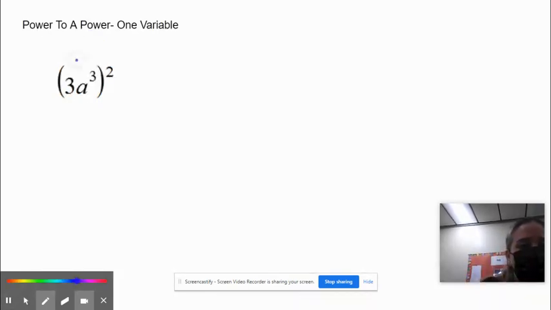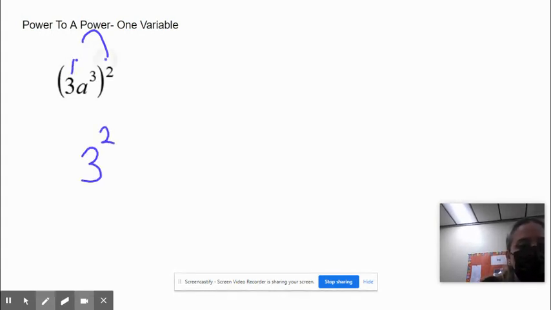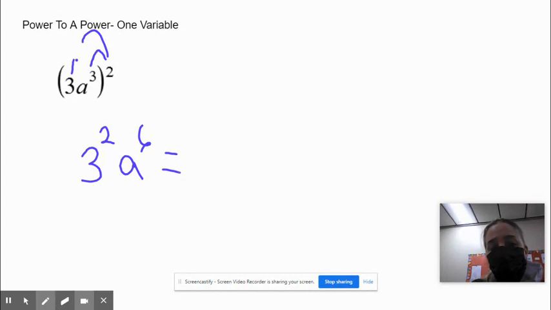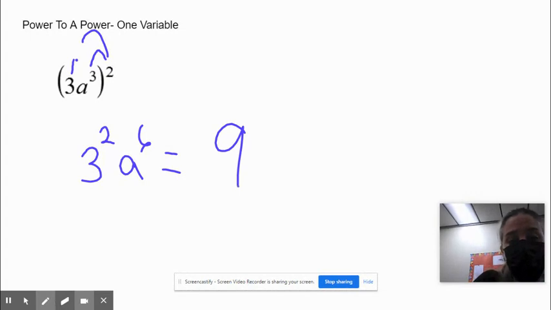All right, so we have it here again, where you just have 3, right? And then 2 times 1 is 2. And then your a becomes to the 6th. But we can simplify our coefficient. We know that 3 to the second power means 3 times 3, which is 9, a to the 6th.